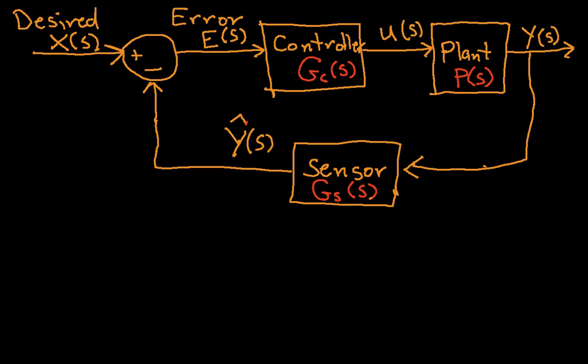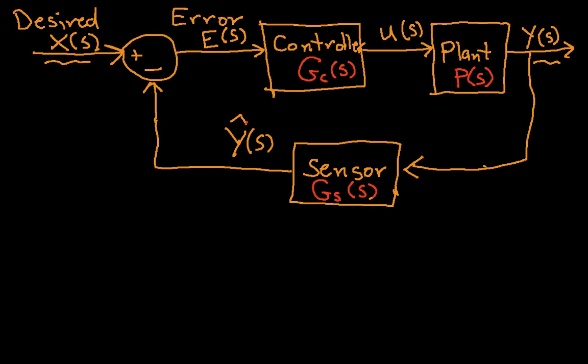And now we'd like to figure out the relationship between X of s, our desired value, and Y of s, our output of the plant, in terms of all these: the transfer function of the controller, the transfer function of the plant, and the transfer function of the sensor. To do that, we'll use a trick.